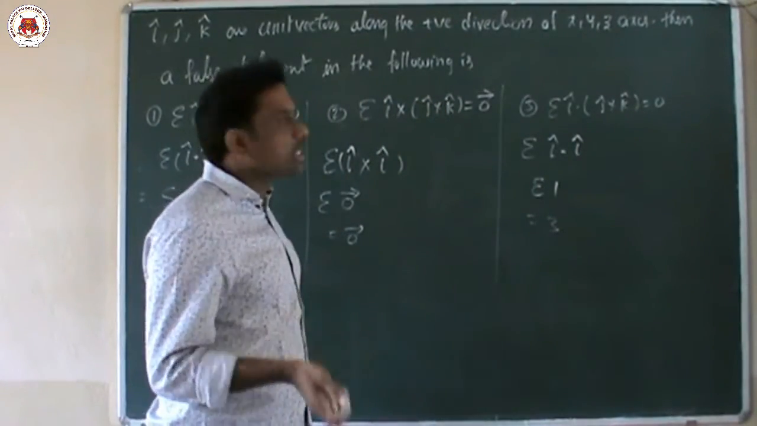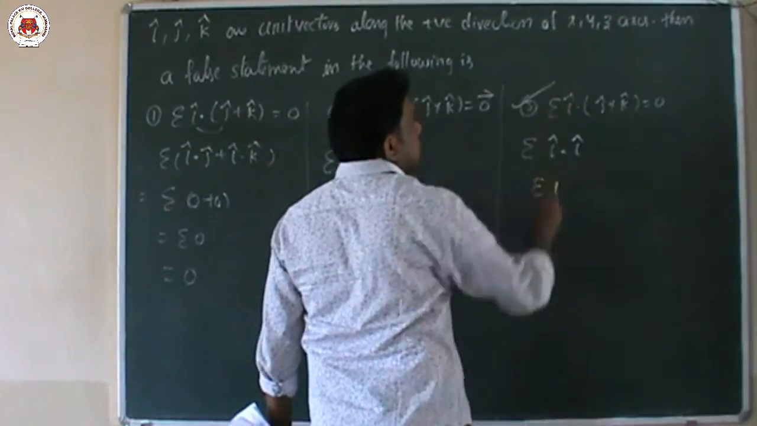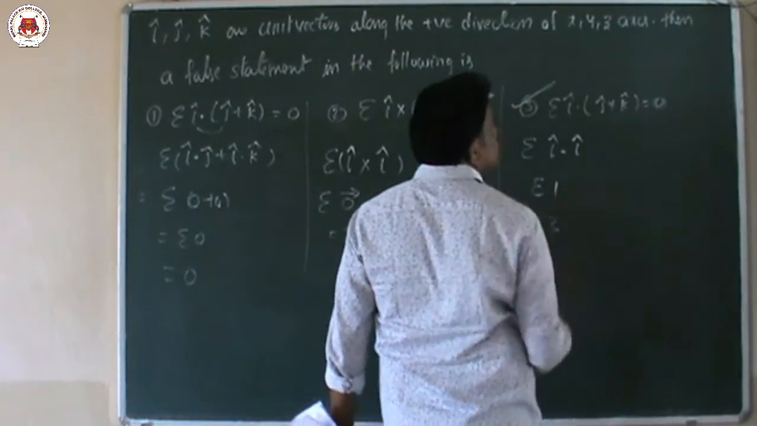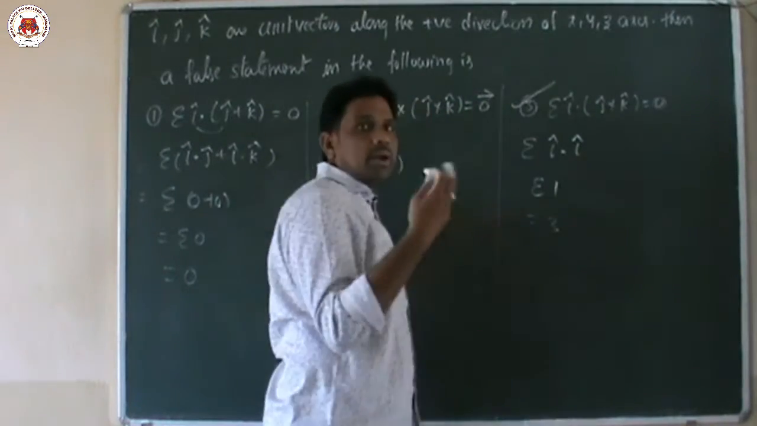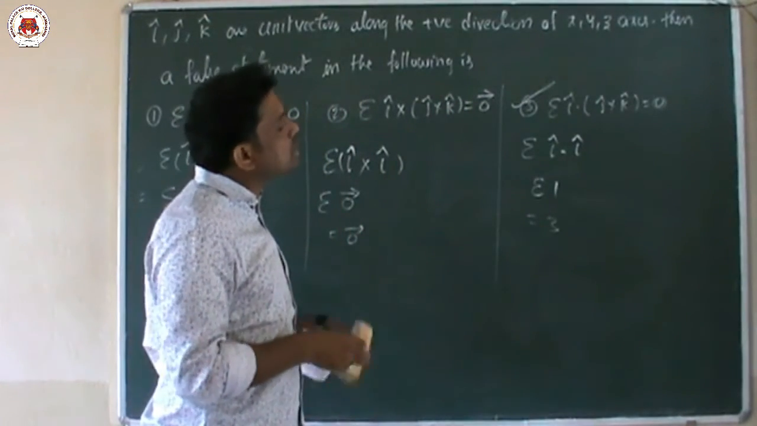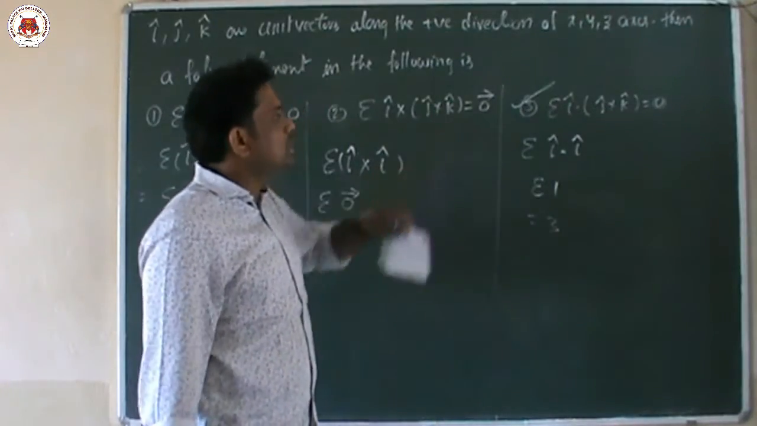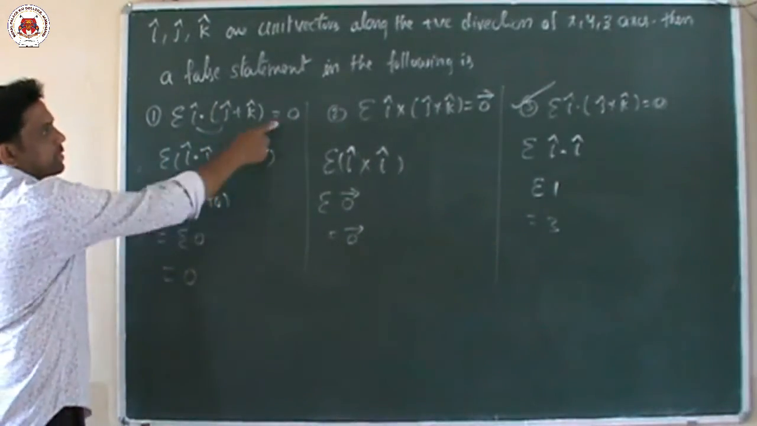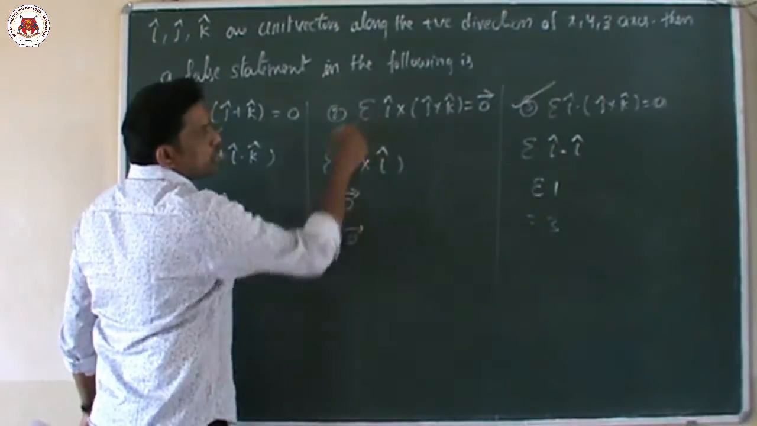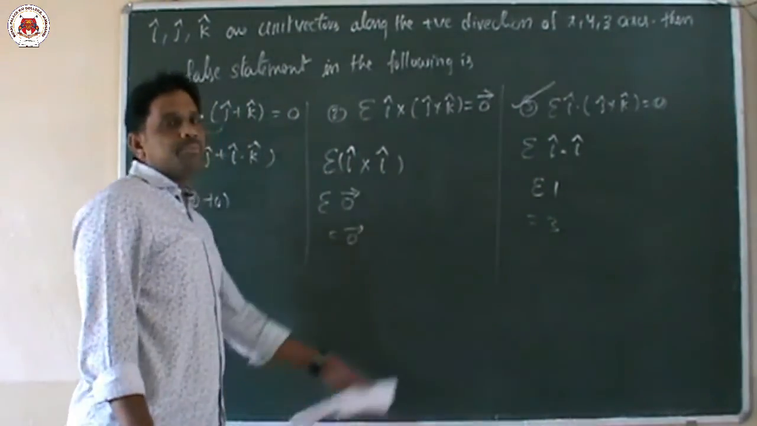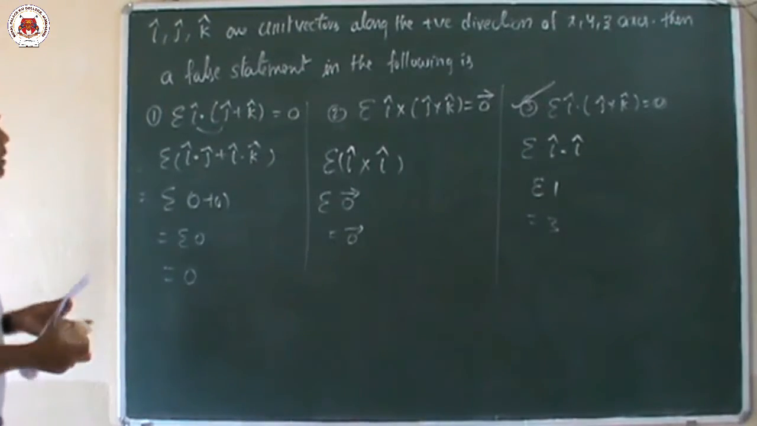So what is the false statement? The third one is the false statement. Why? Because it says the answer is equal to 0, but we are getting a non-zero number: 1, 2, 3 like that. So it is the false statement here. This third statement is the false statement. In the others, we got the answer 0, true only. Here also we got the answer 0, true only. This is the non-zero value we got, so this is the false statement.